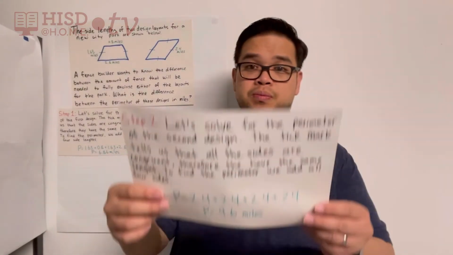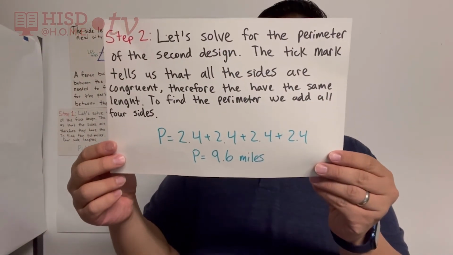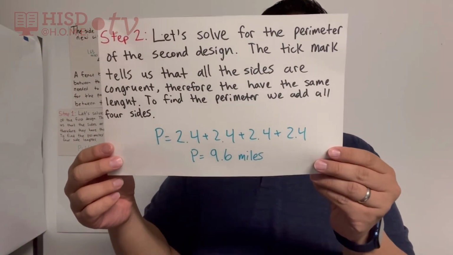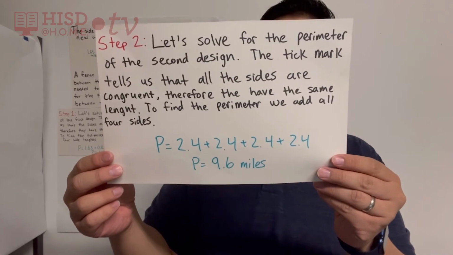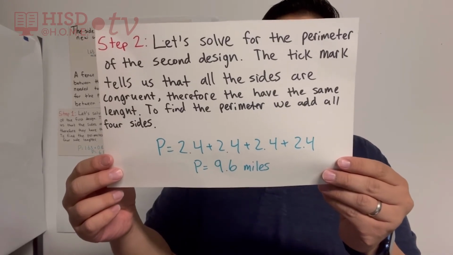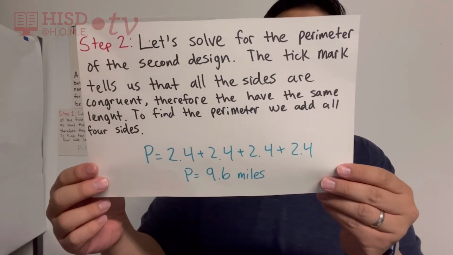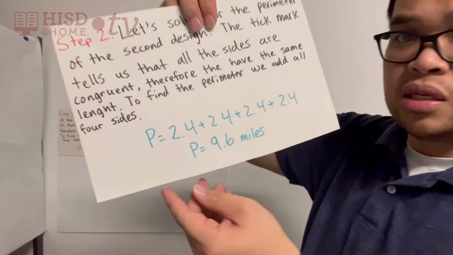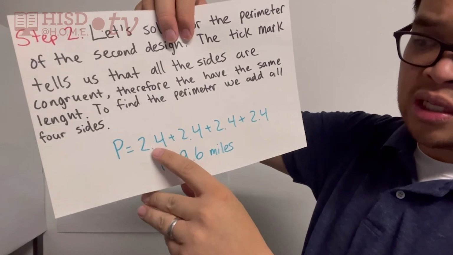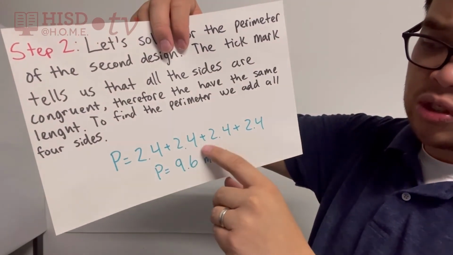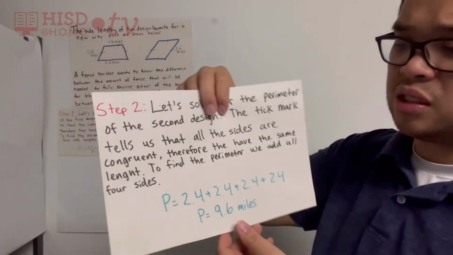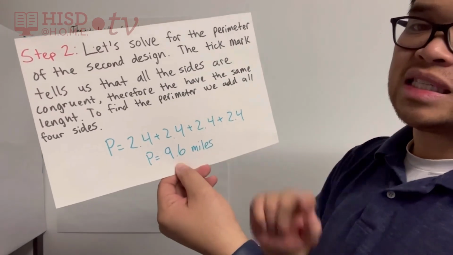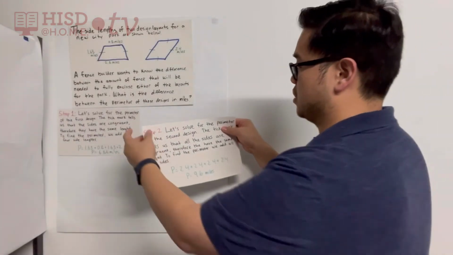Step 2. Let's solve for the perimeter of the second design. The tick mark tells us that all the sides are congruent. Therefore, they have the same length. To find the perimeter, we add all 4 sides. So we have 2 and 4/10 plus 2 and 4/10 plus 2 and 4/10 plus 2 and 4/10. And that will give us 9 and 6/10 miles.